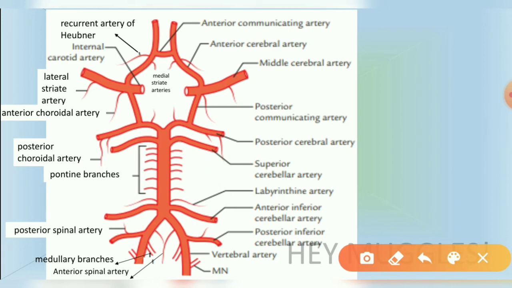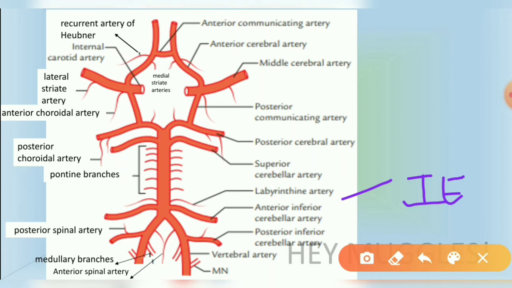Now the next branch of your basilar artery is the labyrinthine artery. The labyrinthine artery is a long branch arising from your basilar artery, and it runs along with the vestibulocochlear nerve and supplies your internal ear, right? It supplies the internal ear and it is an end artery.